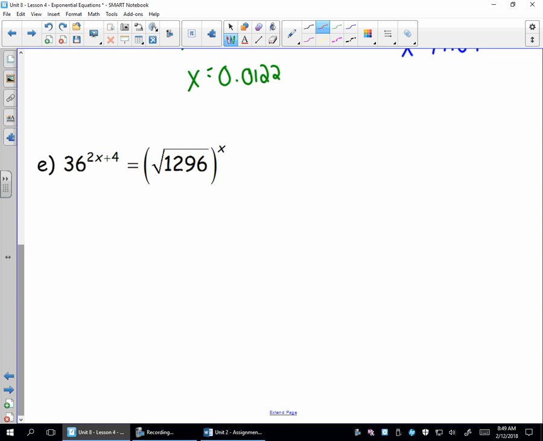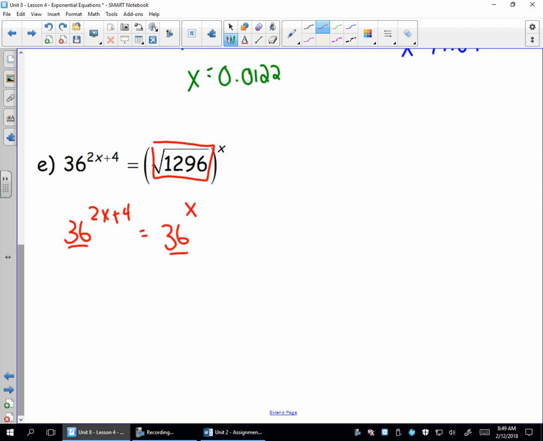We turned it into a 2. What's root 1296? That's something that's actually easier to work with. Let's see if we can figure out what that is. It turns out that that's a perfect square. So even though things look more complicated, see if you can simplify them first.